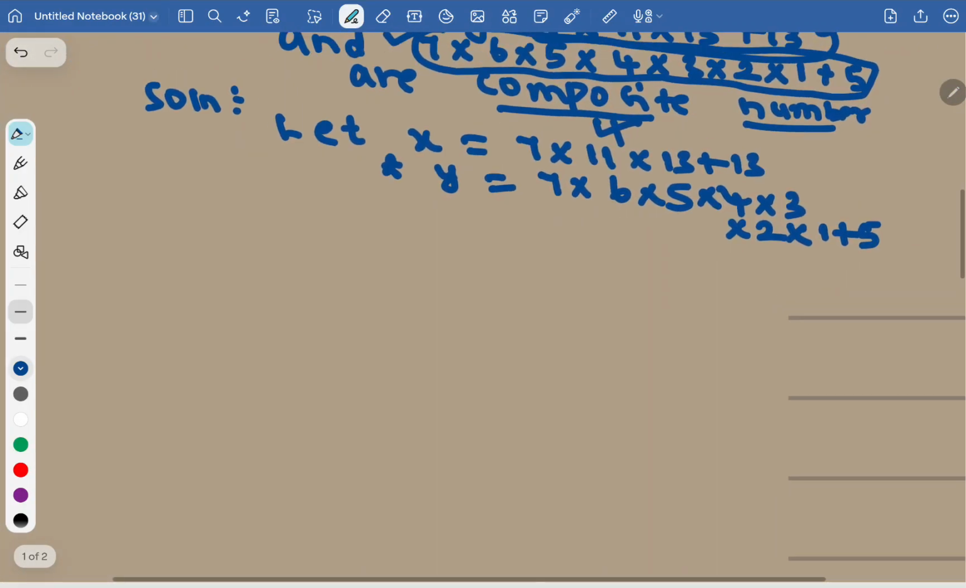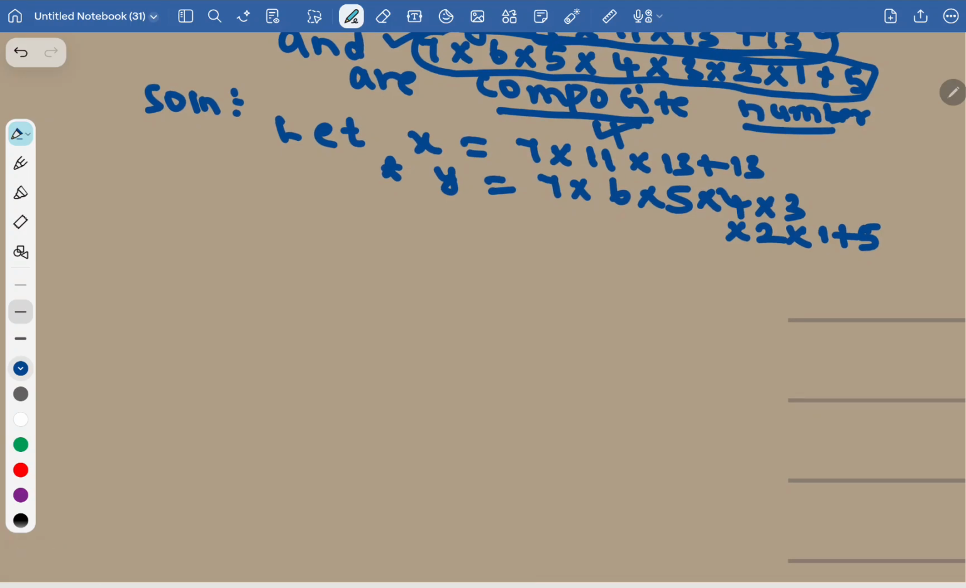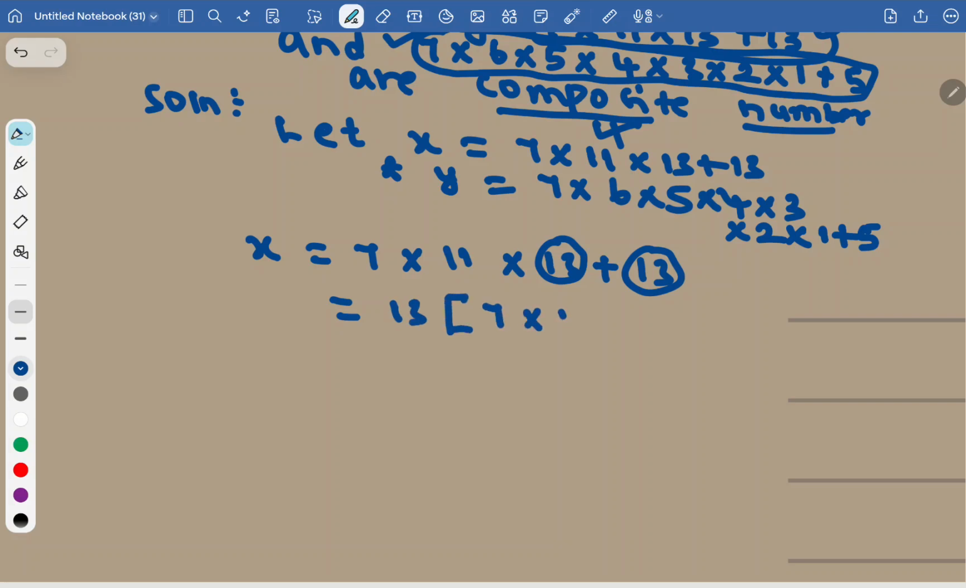First I am going to check whether x is composite, then I will see whether y is composite. What is x? 7 into 11 into 13 plus 13. Here 13 is there, here also 13. Taking 13 outside, the remaining term is 7 into 11 plus 1. 13 into (7 into 11, that is 77, plus 1), which is 13 into 78.